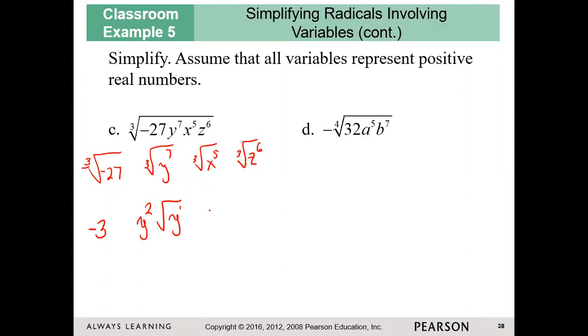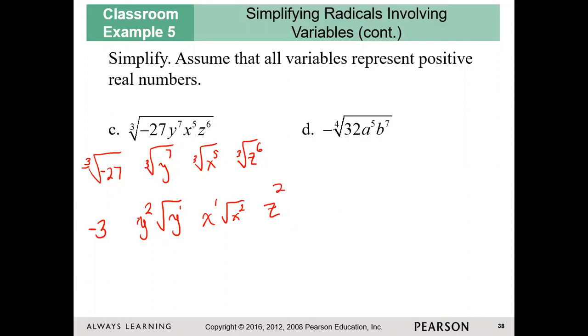3 goes into 5 1 whole time with a remainder of 2 this time. So again, 3 goes into 5 1 whole time with a remainder of 2. And then last but not least, 6 is divisible by 3. So this is just going to be z squared.